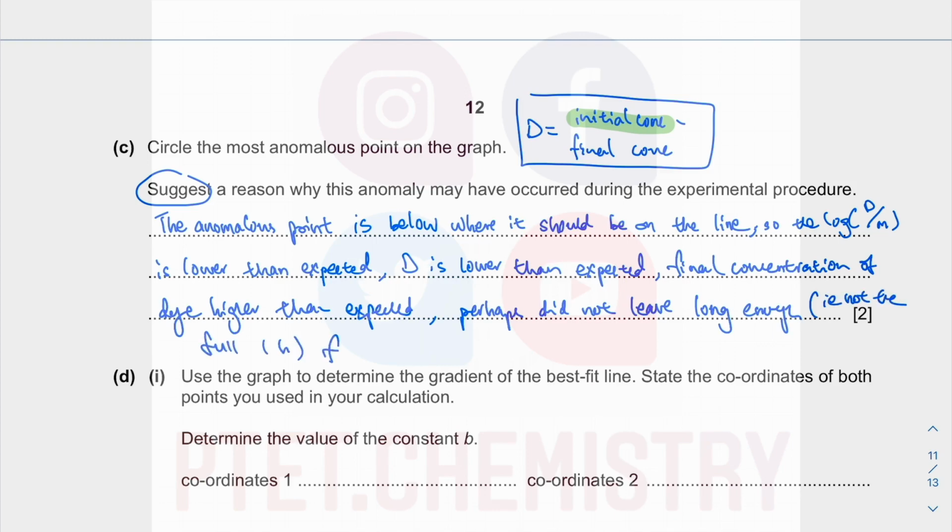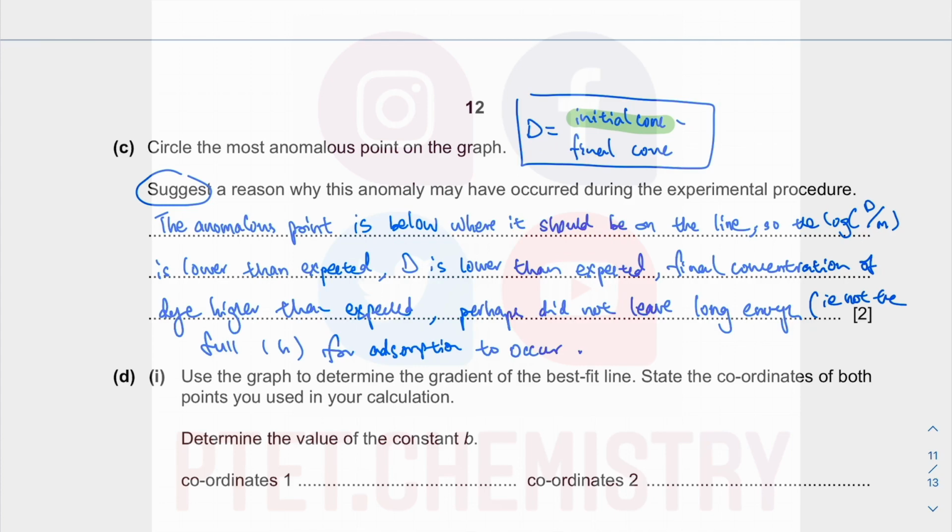1 hour for adsorption to occur. Remember, you stir for 3 minutes and you left it for 1 hour. So this could be one of the experiments where you take it out before 1 hour. So your final concentration is higher than expected. Then this minus higher will give you lower, and therefore log D over M will be lower, and that's why your anomalous point is below the line.